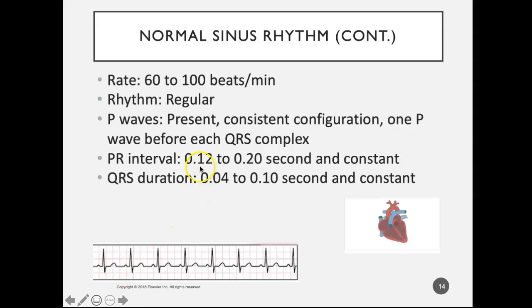And if we measure that PR interval, and again, we'll practice that on Tuesday, we should measure it from 0.12 to 0.20, and that's going to be 3 to 5 of those little boxes. And if we measure the QRS, that's going to be 0.04 to 0.10. And again, those are going to be those little boxes. We're going to measure those little boxes, and that tells us how many seconds they are.